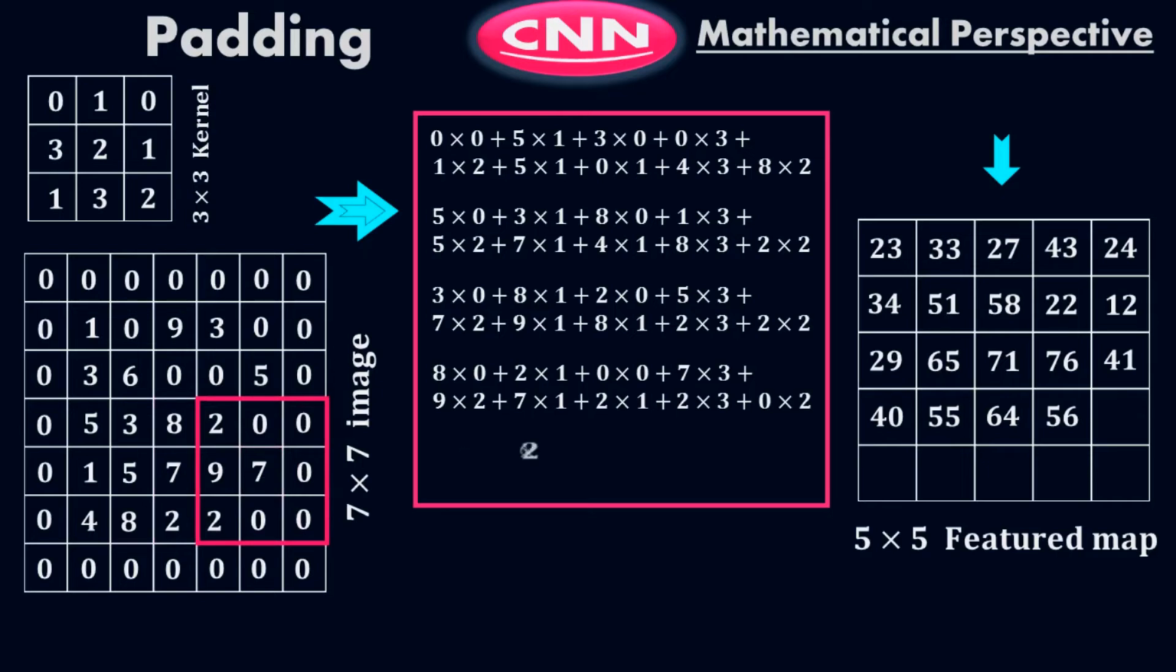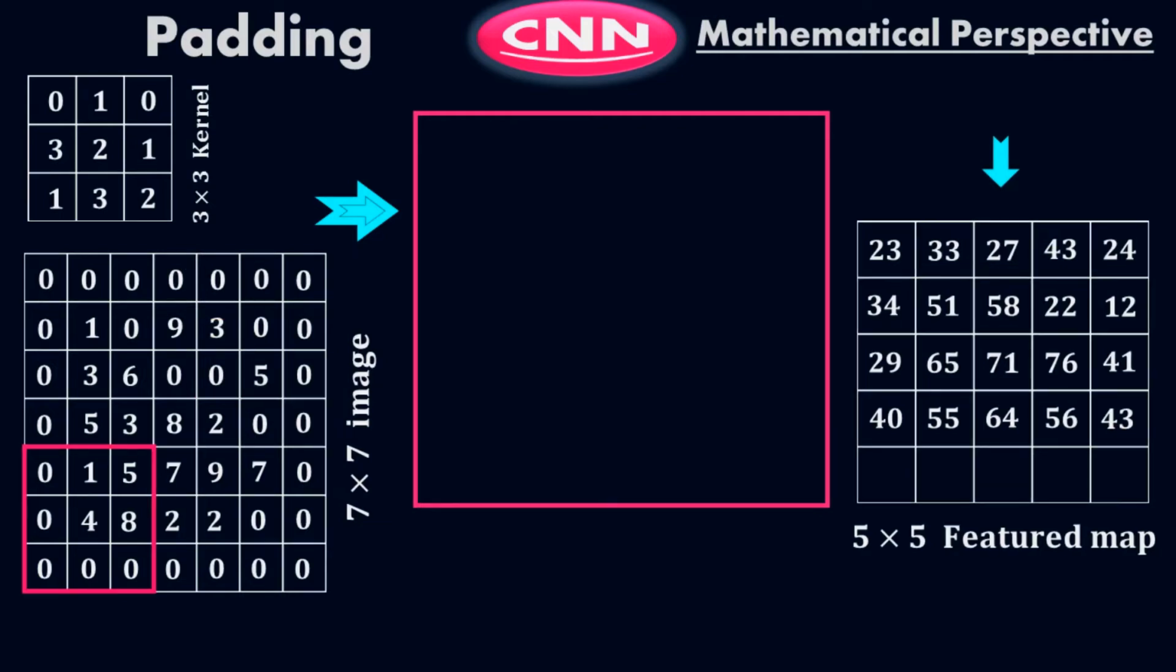Take its product with the kernel to get 43. Look, 2 times 0, 0 times 1, 0 times 0, 9 times 3, 7 times 2, 0 times 1, 2 times 1, 0 times 3, 0 times 2. It equals 43. Once you reach this point, leave the fourth row and start from here.